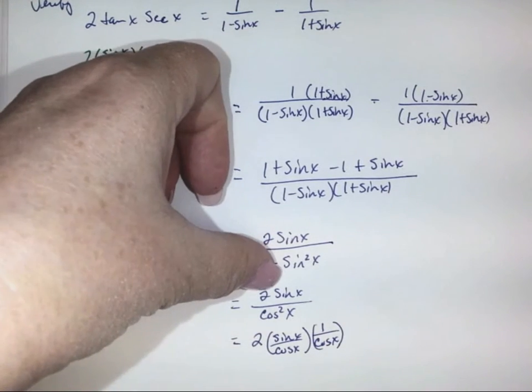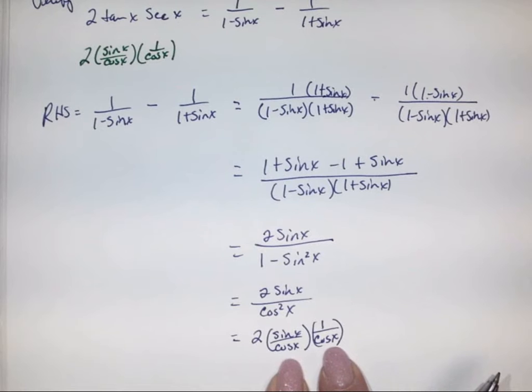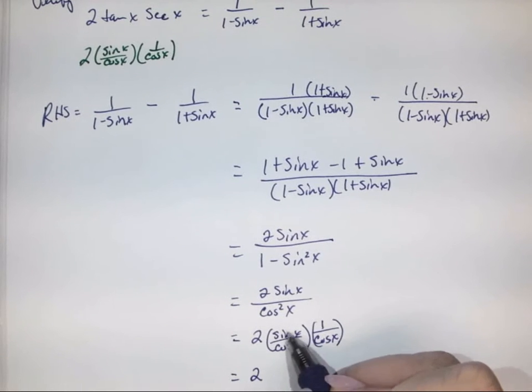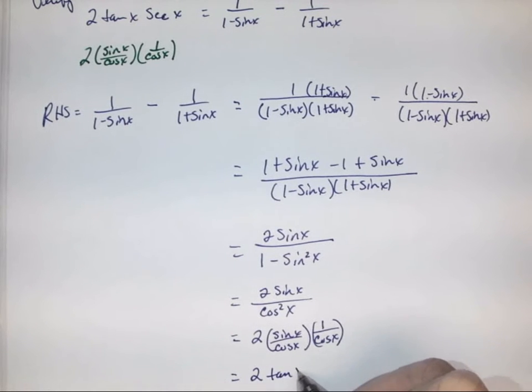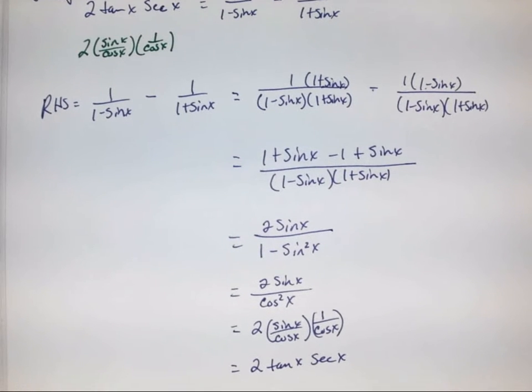So the top I didn't do a whole lot to, but the bottom, cosine squared, I can rewrite as cosine times cosine. And then put a 1 on top of it, so I get the 1 over cosine. This now becomes 2. Sine over cosine is tangent x, and 1 over cosine will get me secant x. And this equals our left-hand side. So we showed that one side equaled the other.